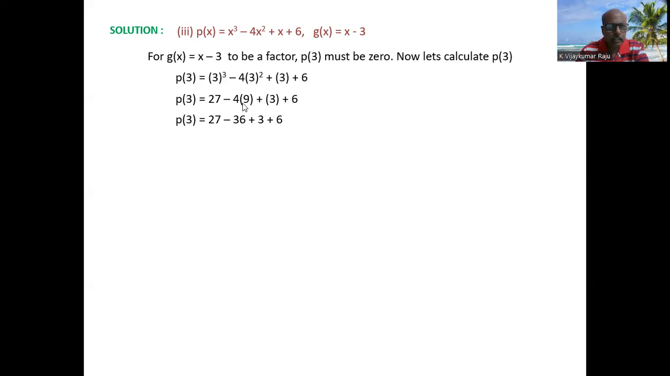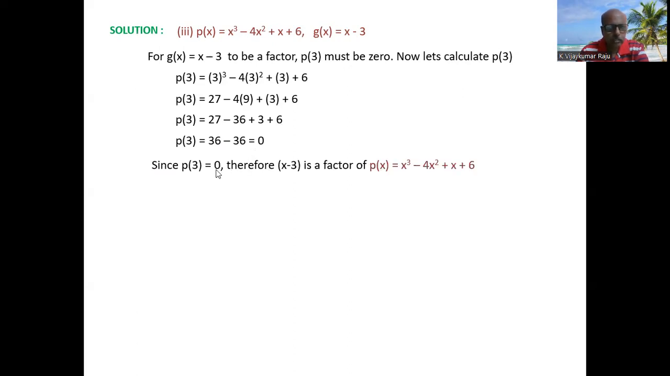27, 4 nines are 36, plus 3. 27 plus 3 is 30, 30 plus 6 is 36. 36 minus 36 is 0. Therefore, p of 3 is 0. Therefore, x minus 3 is a factor of the polynomial.